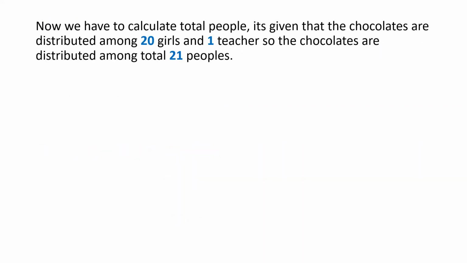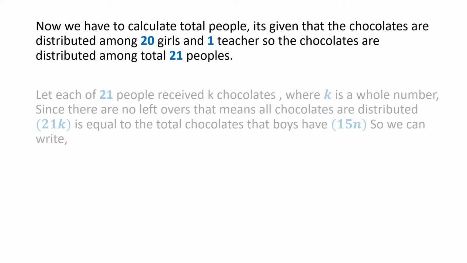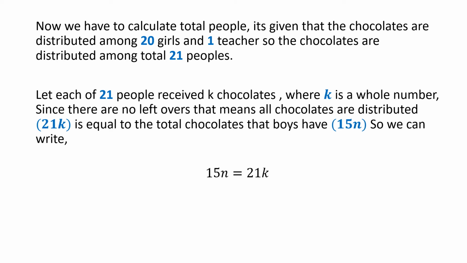Now we have to calculate total people. It's given that the chocolates are distributed among 20 girls and 1 teacher, so the chocolates are distributed among a total of 21 people. Let each of the 21 people receive k chocolates, where k is a whole number. Since there are no leftovers, all chocolates are distributed, that is 21k, which is equal to the total chocolates that the boys have, that is 15n. So we can write 15n equals 21k.